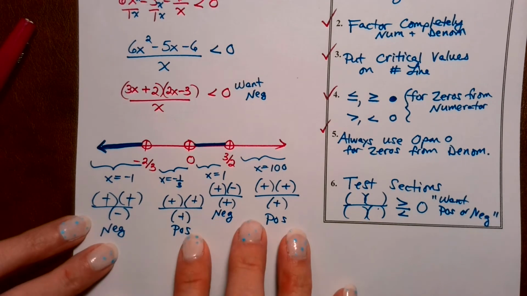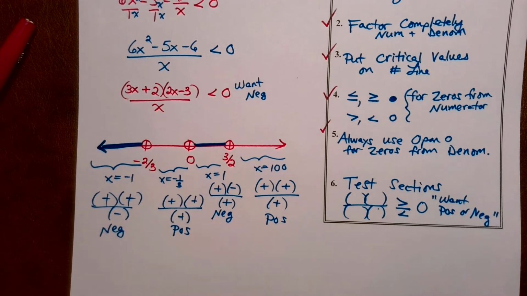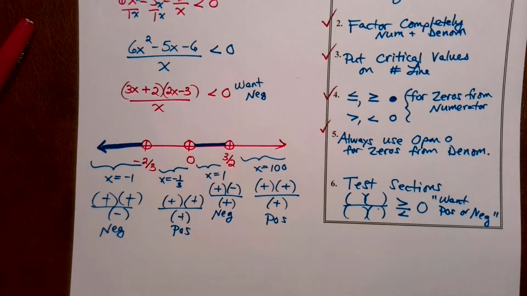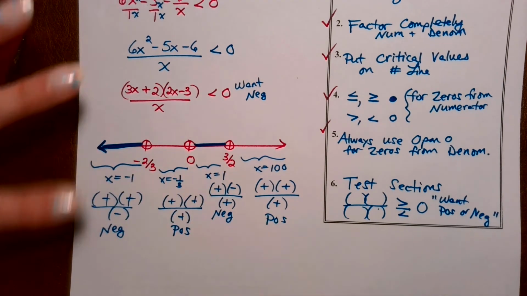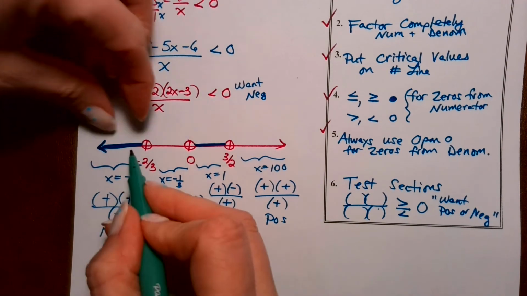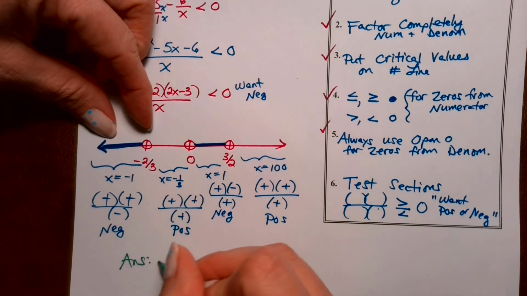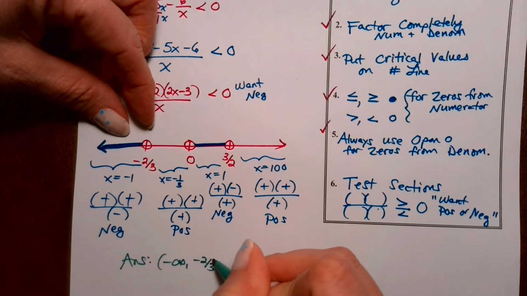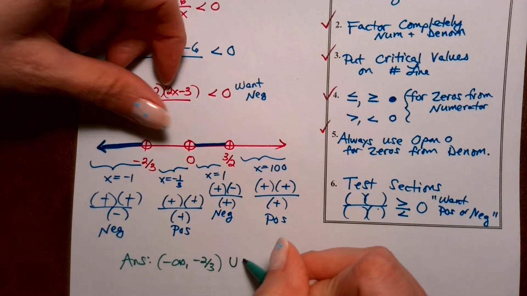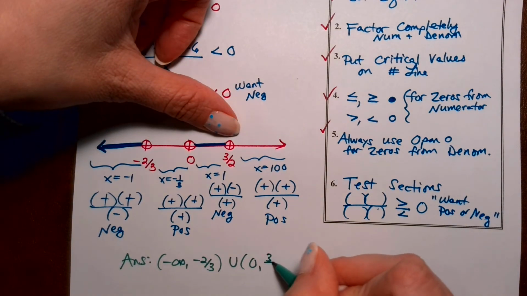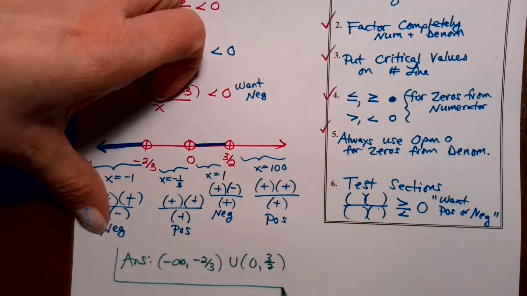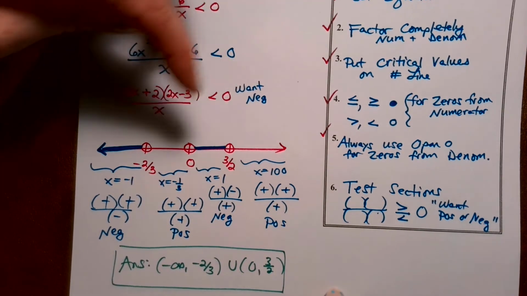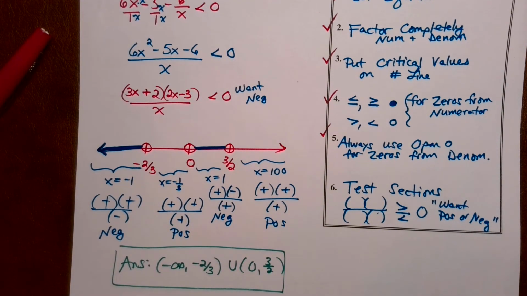Okay, great testing. I need to see some work. You could just do positive, negative, who cares? Or you could actually put numbers there. Okay, and I need to see highlighting. Now, what's the official answer? This first section right here is from negative infinity up to negative 2/3, parentheses, union from 0 to 3/2. Those are the 2 sections, okay, where this function is less than 0, under the x-axis.